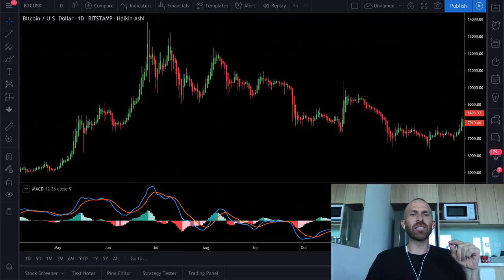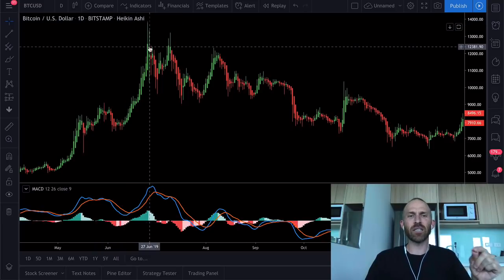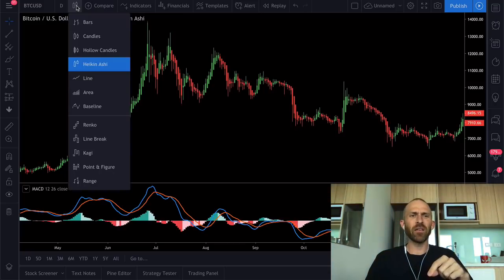And basically what this is just a different type of candles. These are the Heikin Ashi candles. I like to look at these because they tell us a little bit more about the trend. How you find them, you go up to this candle thing up in the top, and instead of using the regular candles, you would just select Heikin Ashi, okay?